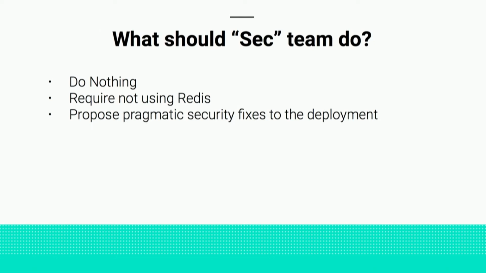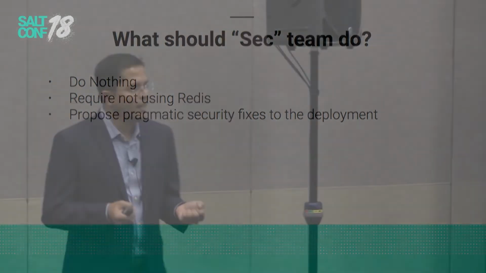Like, I have to use Redis. I've tested my application. It works with Redis. We have to use Redis. And you can almost see like a war forming, right? That's not going to happen. And the most pragmatic thing at this point could be, you know what? I'm going to just propose some fixes for this Redis, and then I'll take it from there.